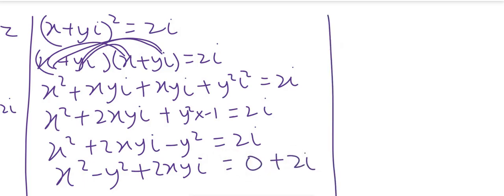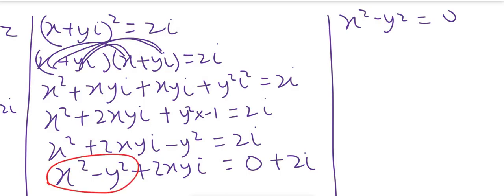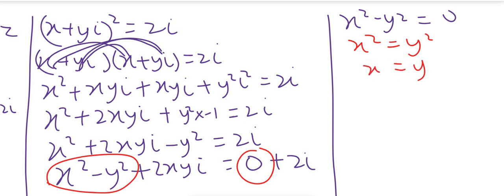So equating the real part, I have x squared minus y squared equals 0. This, let me use the same color. This part and this part are the real parts on both sides. So I have x squared equal y squared. So this is one equation I can see. Yeah, x squared equal y squared. I can say x equal y. This is one equation. I can call this equation 1.